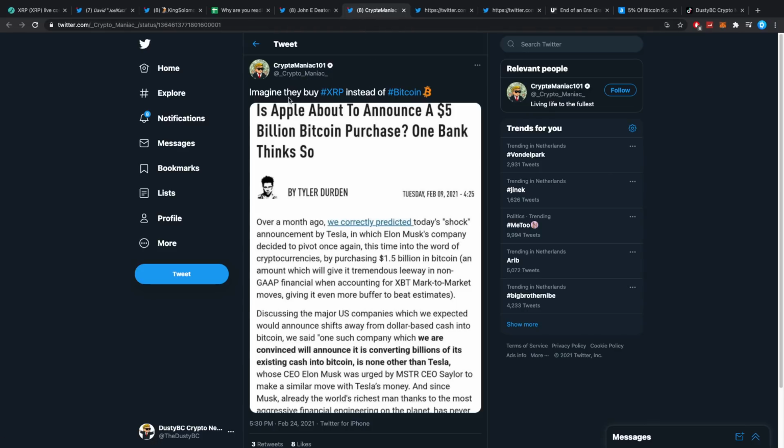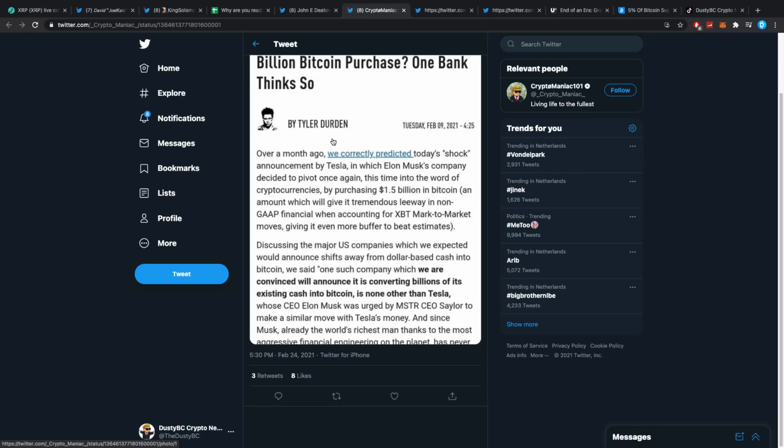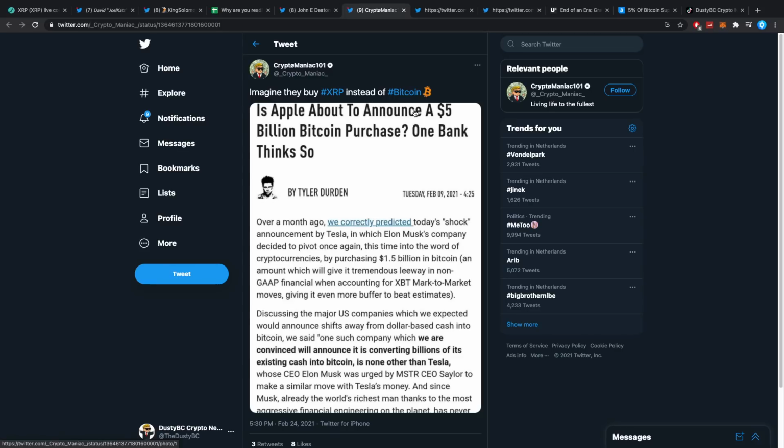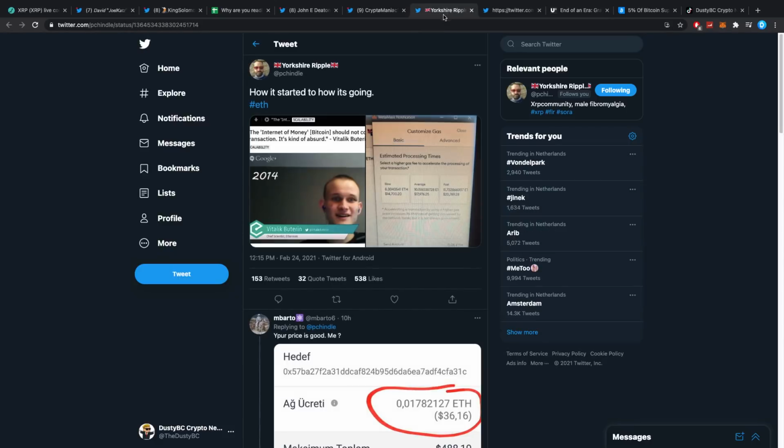Then Cryptomaniac posted, imagine they buy XRP instead of Bitcoin. It is basically a reply to an article which said, is Apple about to announce a $5 billion Bitcoin purchase? One bank thinks so. I personally do not think they will, but you never really know. It's mostly because Tesla went down after they bought Bitcoin that some companies might be scared. However, they did make $1 billion in a month or so. So from that perspective, if Apple were to do it, they could definitely double their money in the span of a couple of weeks, which would definitely be smart.